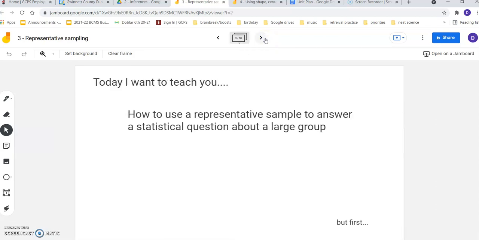All right, so today, having looked at that, I want to teach you how to use a representative sample to answer a statistical question about a large group. So if you'll make this the title on the next free page in your math notebook, and then when you're all ready, give me your total concentration until we get to the we do.